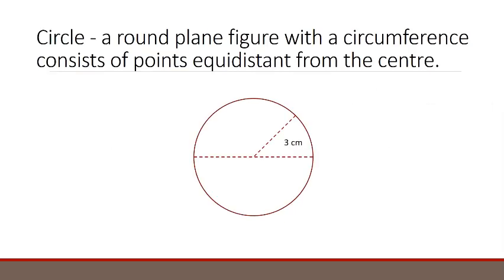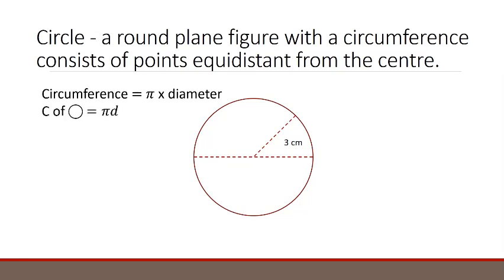Let's deal with a circle. The oval that we saw right at the beginning was a circle. This is a round plane figure with a circumference consisting of points that are equidistant from the centre. The circumference is simply pi times the diameter. The diameter is the dashed line that goes all the way through from one side to the other, passing through the centre of the circle.